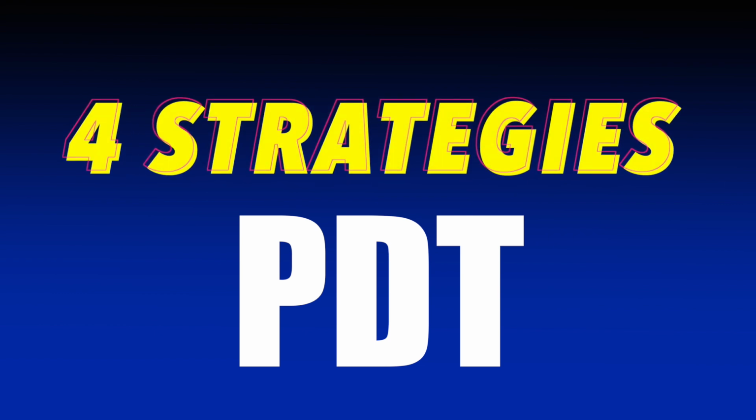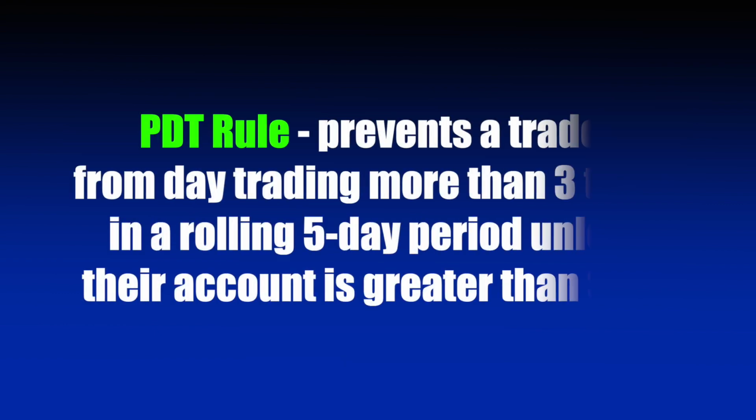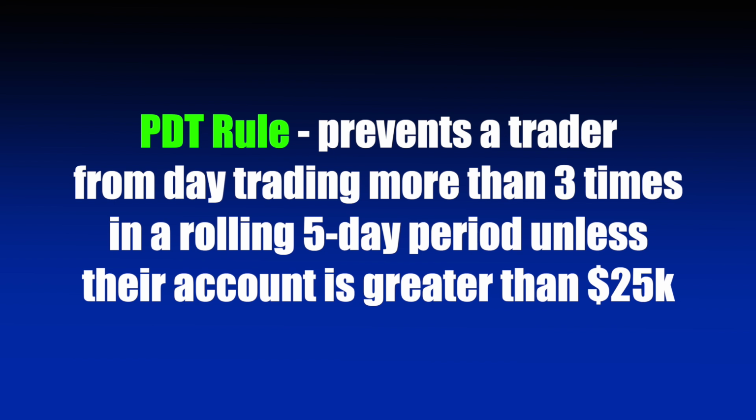Let's dive right in. Before we get started, let me quickly explain what the PDT rule is. The pattern day trader rule requires traders to have at least $25,000 in their margin account if they want to day trade more than 3 times within a 5-day period. But don't let that scare you. There are legit ways to avoid that restriction without having to need the full 25K. Let's go through them one by one.